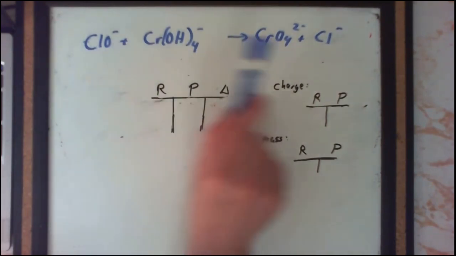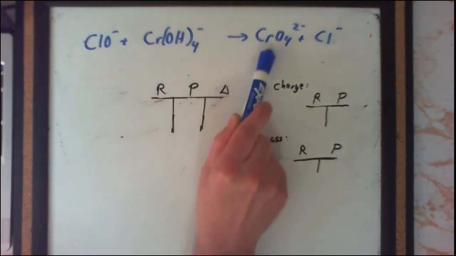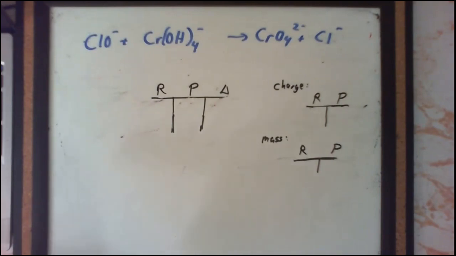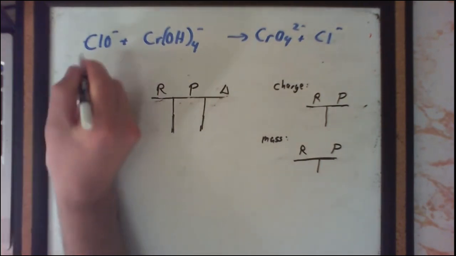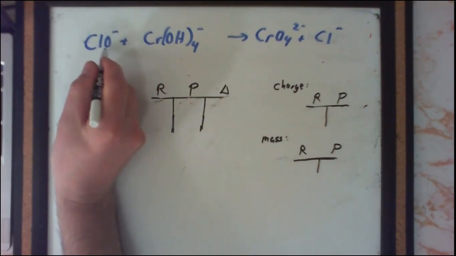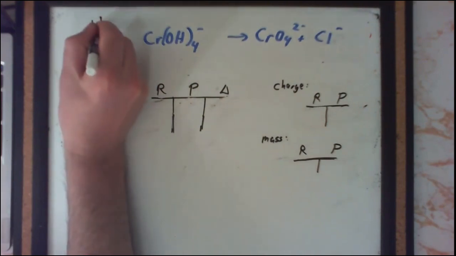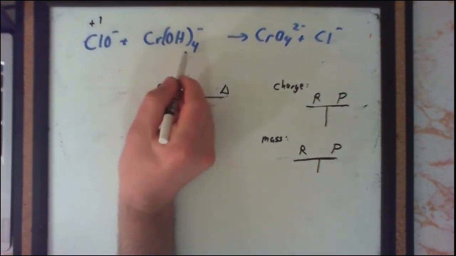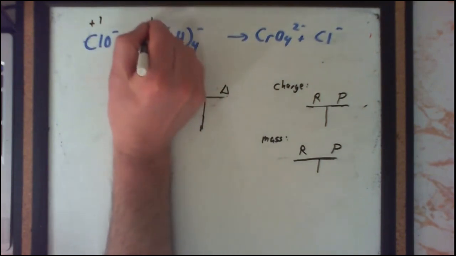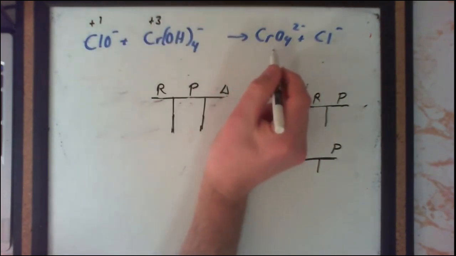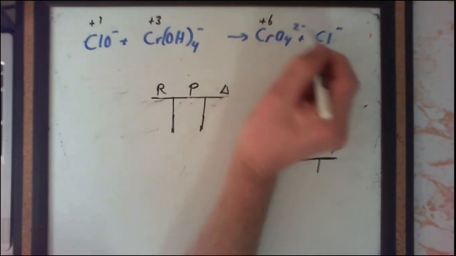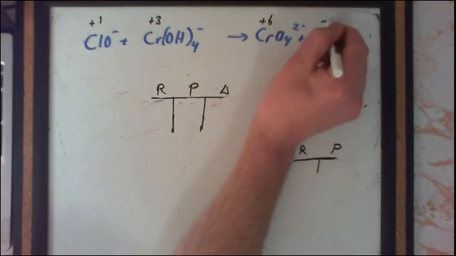We have 1 chlorine, 1 chlorine, 1 chromium, 1 chromium. The next step is to determine the oxidation numbers of everything on the reactant side and product side, and determine the difference in oxidation number of what's been reduced versus what's been oxidized. So as we go through our reactants and products, Cl as part of ClO, as we saw before, is a positive 1. Chromium is a positive 3. Chromium on the product side, though, is a positive 6. And chloride, of course, is negative 1.